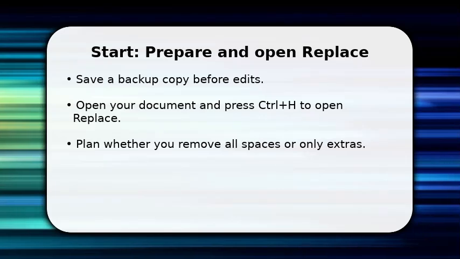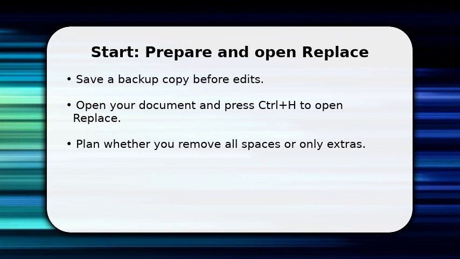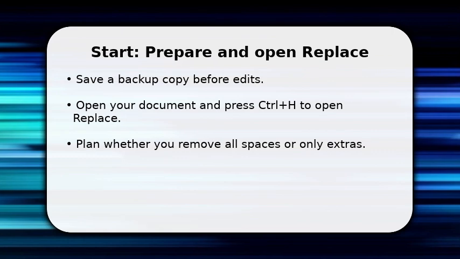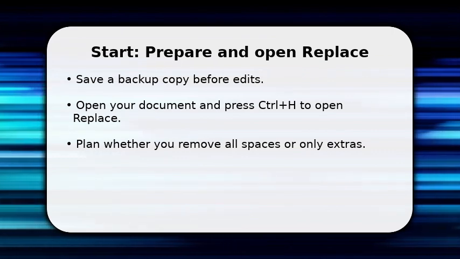You start by saving a backup so mistakes are reversible. Once done, open Word and press Ctrl+H to launch Find and Replace. This is where you act. Make sure to decide up front, do you want to remove every space between words or just collapse extras? For a simple removal, type a single space in Find and leave Replace blank. For broader white space, prepare to use the special codes I'll show next so you don't break formatting inadvertently.